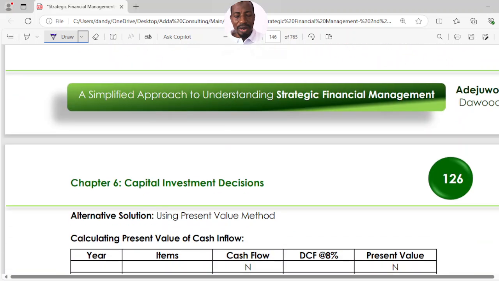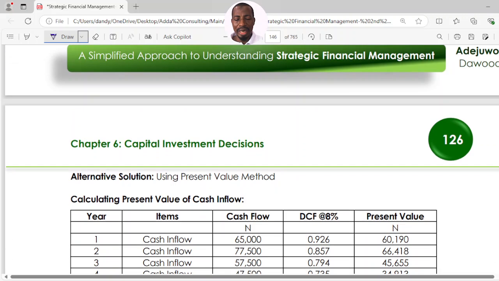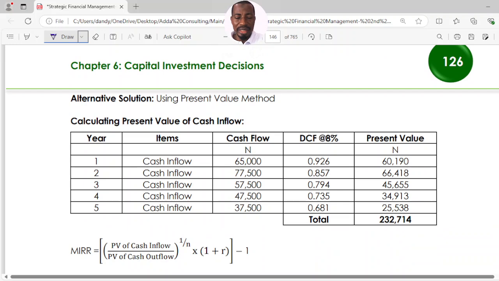However, using present value method, there are 3 stages that you're going to carry out. The first stage is to calculate present value for positive cash flow. Step 2, calculate present value for negative cash flow. Then step 3, calculate modified internal rate of return using the big for nothing formula that I mentioned the other time. Therefore, we have already calculated present value of negative cash flows. So let's calculate present value of positive cash flows. The positive cash flow given to us in year 1 is 65,000 naira. Discount factor at 8% for year 1 is 0.926. When you multiply with 65,000, we have 6190.